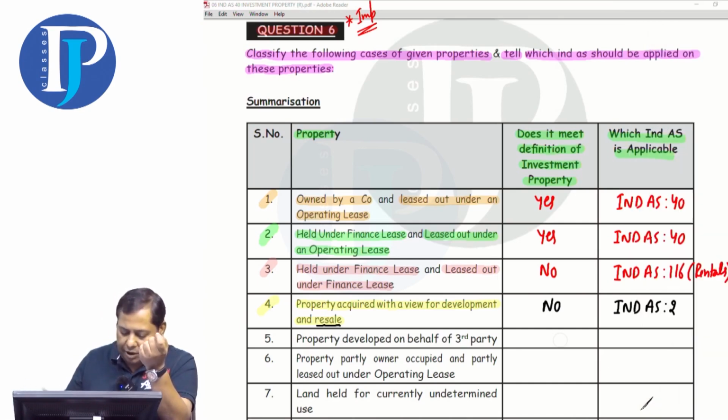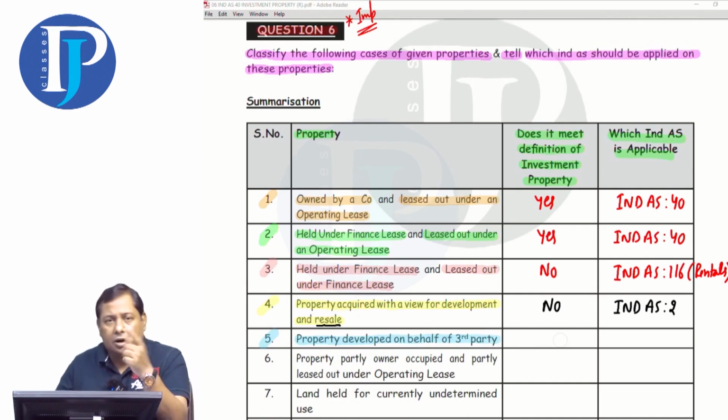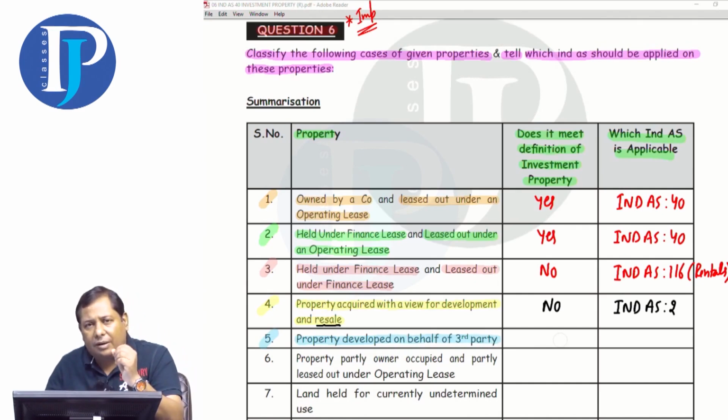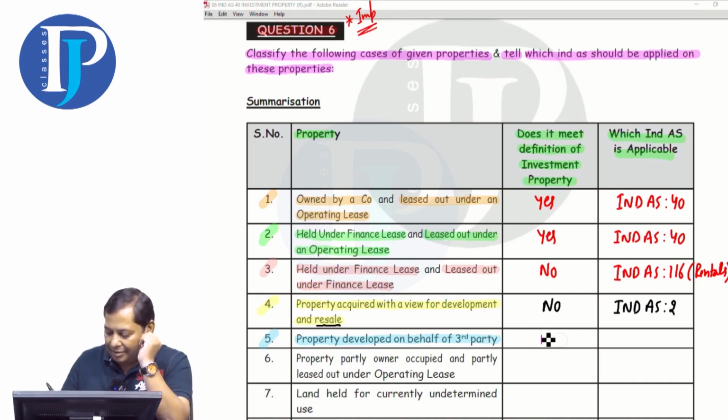Moving on, I've reached point number 5. Property developed on behalf of a third party. Who develops the property on behalf of a third party? Contractor. Yes, the contractor will do it. Ind AS 115 will be applied. Is this an investment property? No. On behalf of a third party. You should write contractors.